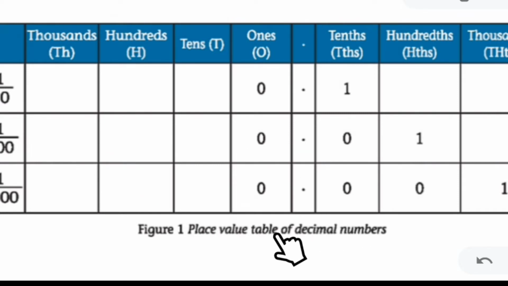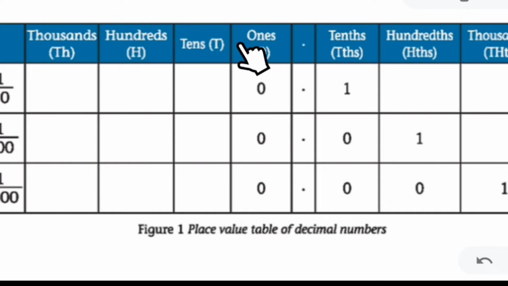First, we start with the place value table of decimal numbers. 1 by 10, how can we represent it in decimal numbers? 0.1. 1 by 100, 0.01. 1 by 1000, it represents 0.001.